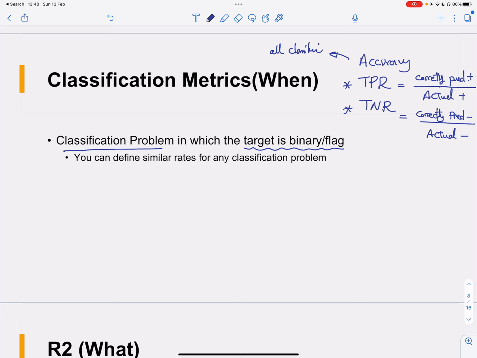So maybe the problem is we want to predict the outcome, whether someone is low risk, medium risk, or high risk. Okay, and in that case, the target is not binary anymore. So you have to change the definitions of positive and negatives in order to use true positive rate or true negative rate. But accuracy is always with you.